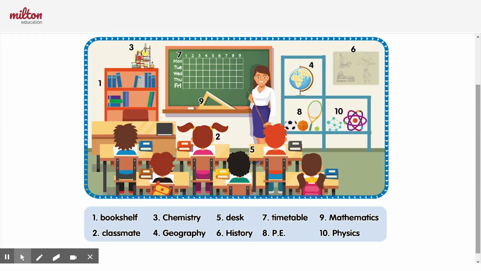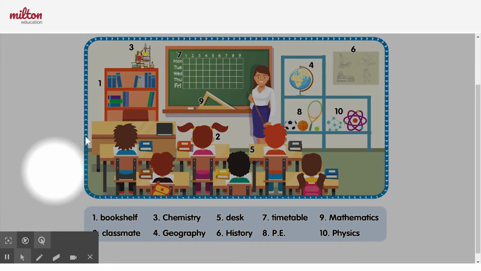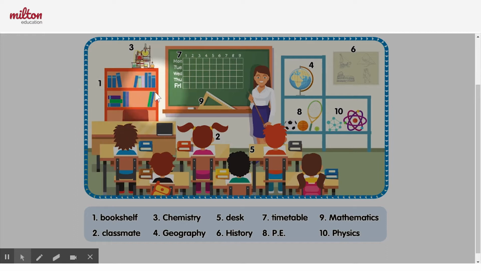This is a classroom at my school. Let me show you all of the things that we have in our classroom. Here we have a bookshelf. These are shelves, and you can see the books that we put on the shelf. This is the part of the classroom where we put our books.